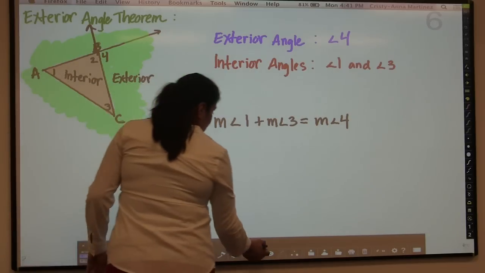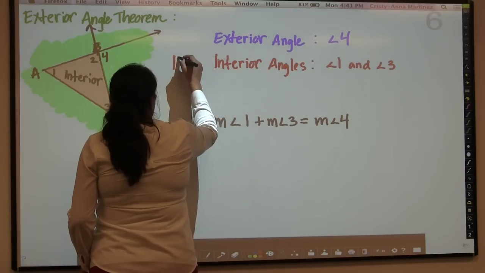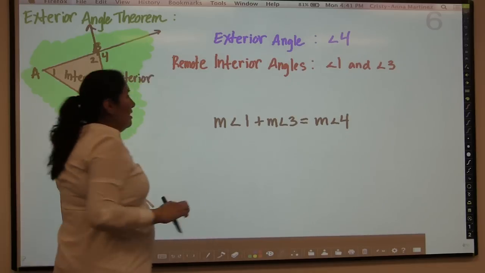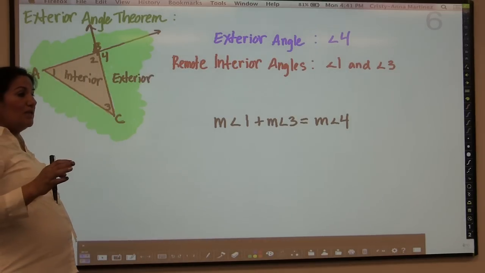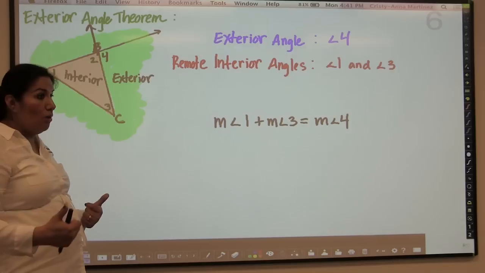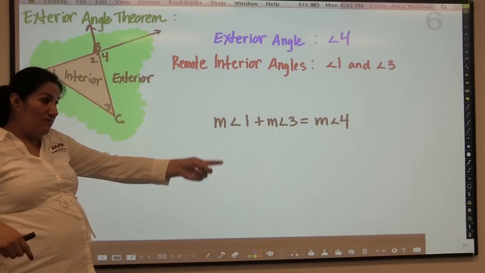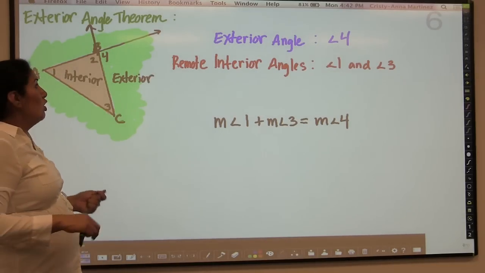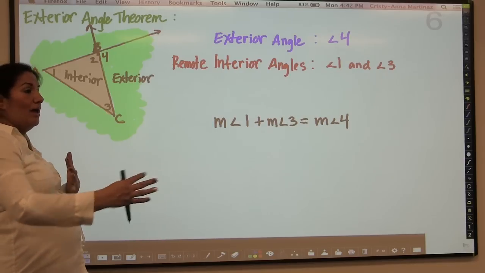But what we want to say here is not interior, but remote interior. And when you think about the word remote, it means far away. Like when you want to turn on the TV, use a remote. Why? Because you don't want to get up and go up to the TV and turn it on. You want to be a distance from the TV and turn it on. So remote means that you're a distance away.